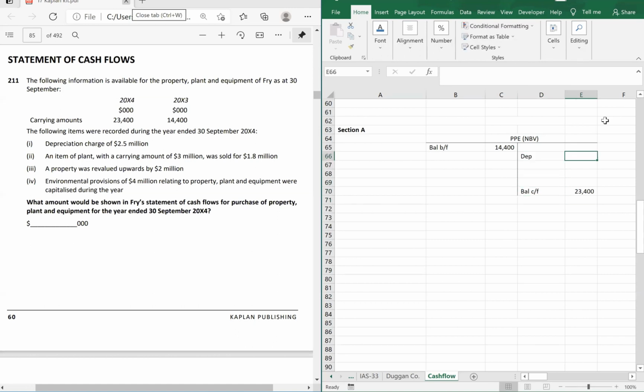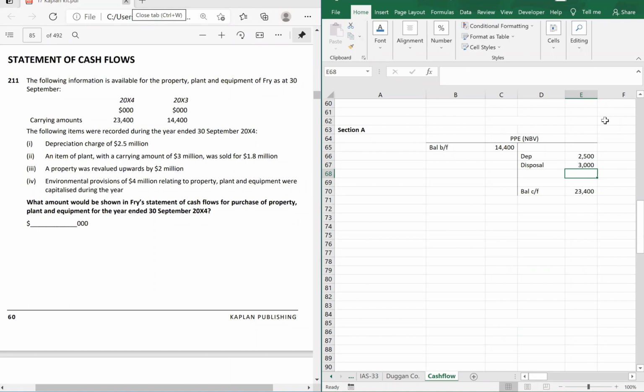Depreciation is 2,500. I'm working in thousands. Item of plant with a carrying amount of 3 million was sold for 1.8. Carrying amount of 3 sold for 1.8. What is the disposal amount I should take out from this account? 3, because it's a carrying value account.